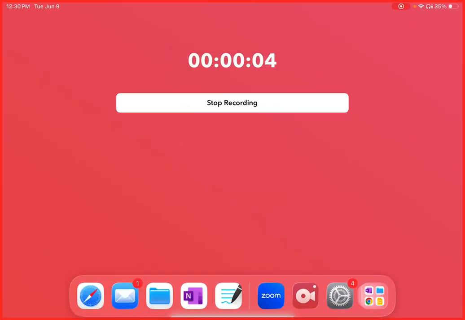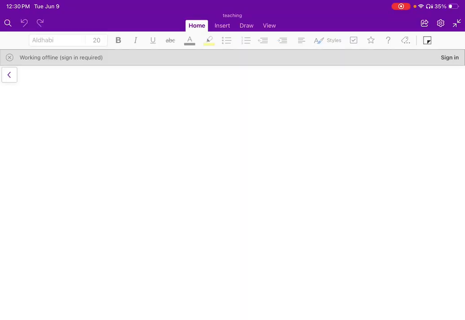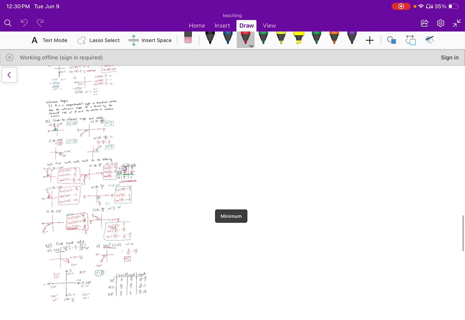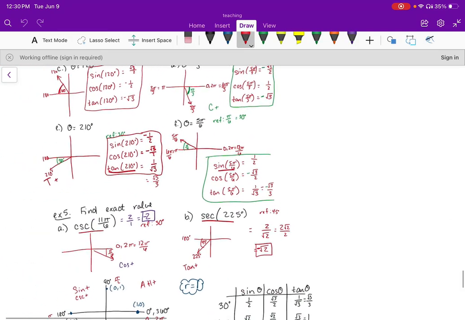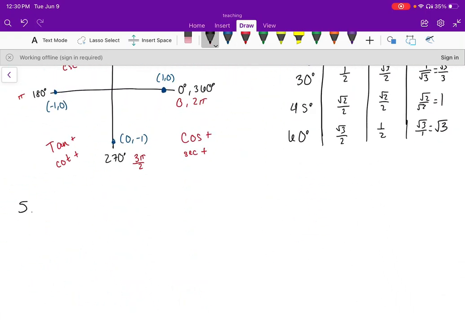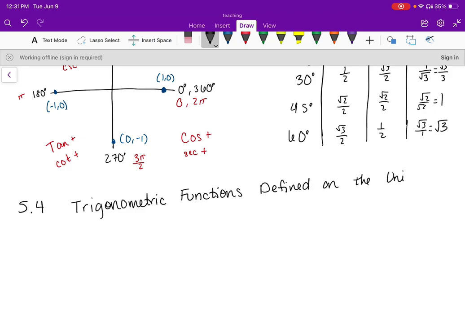This is 5.4, which is trigonometric functions defined on the unit circle. So 5.4, trigonometric functions defined on the unit circle.